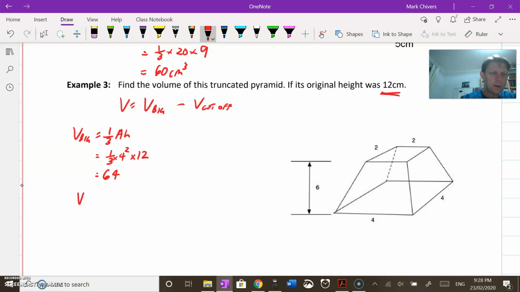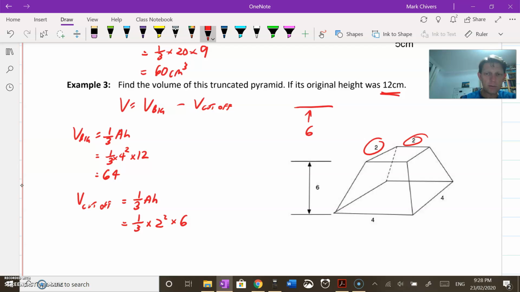And the volume of the cut off bit, well, that's going to be, once again, that same formula, a third of the area of the base times the height. The base of the cutoff piece is actually what is the top here. So these dimensions here, this 2 by 2, would be the base of what would be the top of that pyramid. So what we've actually got is a third times 2 squared, because it's a square once again. And the height, well, if it was originally 12 and there's 6 left, then there must be 6 here. What was missing must have been 6 high as well.